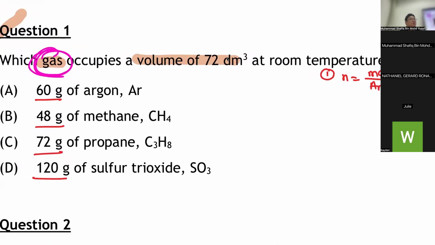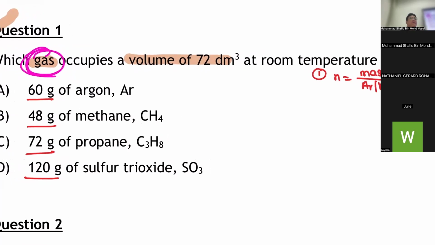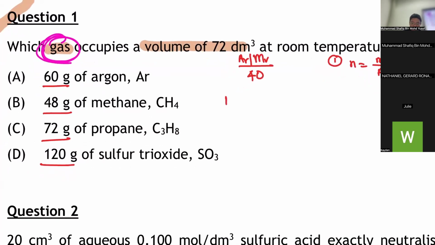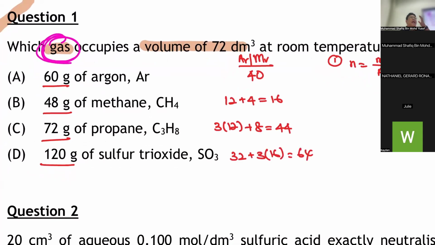Now, the first thing I can do is find mole first, which is mass over AR or MR, the second formula from that table in this case. The first thing, of course, you need to find is the AR or MR for each one of them. So if you check your periodic table, argon is 40, right? Methane is 12 plus 4 times 1, equal to 16. This one is 3 times 12 plus 8, which is 44. And SO3 is 32 plus 3 times 16, which is 80. Okay, that is the MR of each one of them.